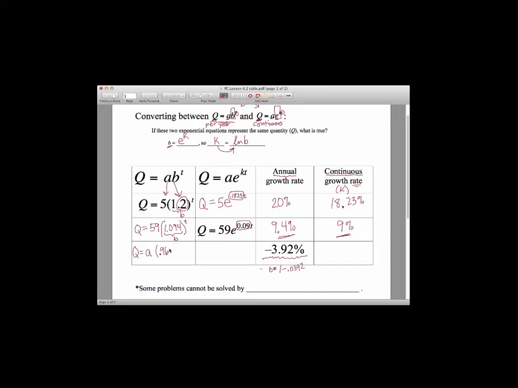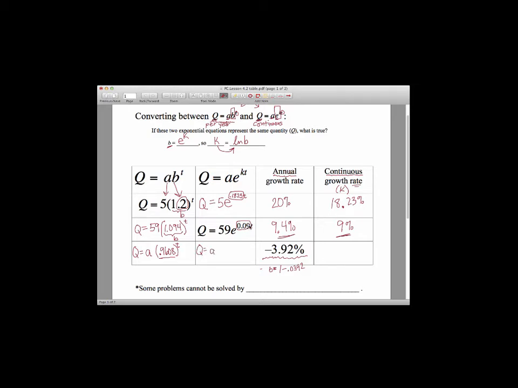So that'll be 0.9608. Or another way of thinking of it is if it's going down by 3.92% every year, that means there's 96.08% remaining every year. That's what the growth factor always tells us, is the percent remaining. And then we can go to the continuous version.